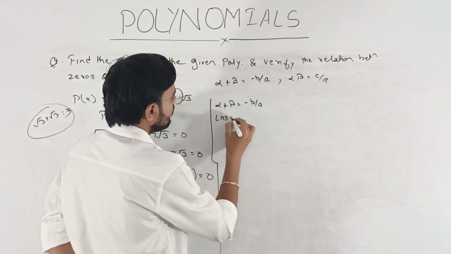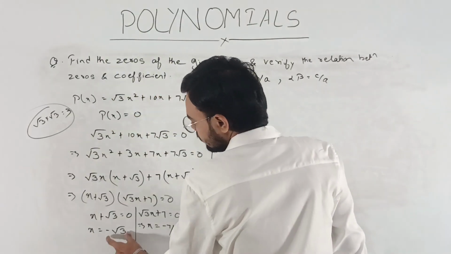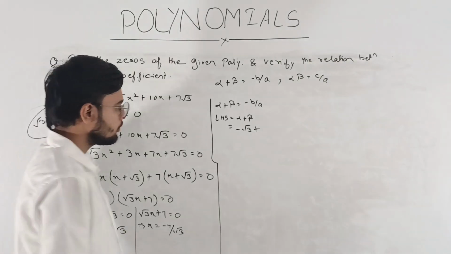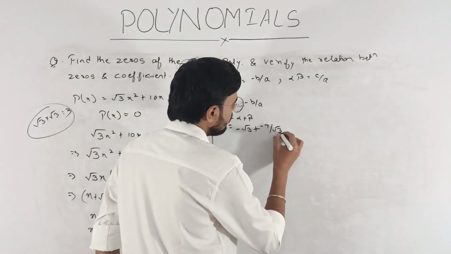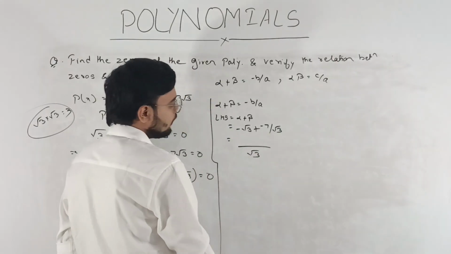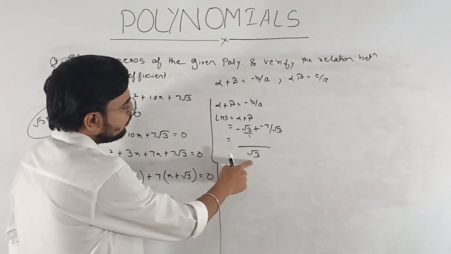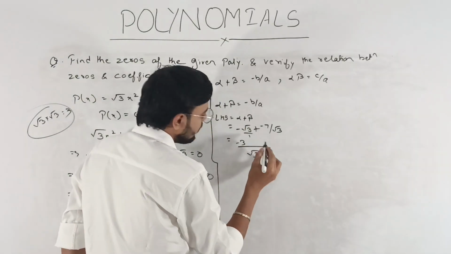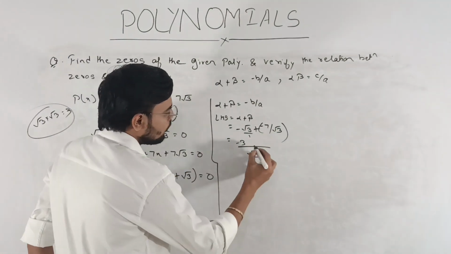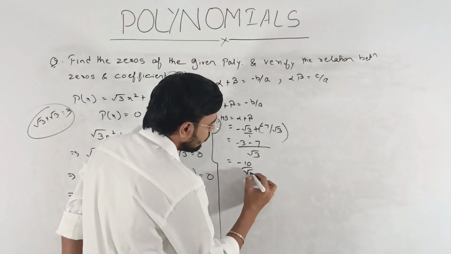LHS is alpha plus beta. Now alpha is minus root 3. Now beta is minus 7 upon root 3. Then root 3 is the LCM. There is nothing other than 1 for the first term, so 1 times root 3, then root 3 into root 3 is 3, with minus. Now look, this is minus 7, so I write here minus 7. Then what is the result? Minus 3 minus 7 is minus 10 upon root 3.